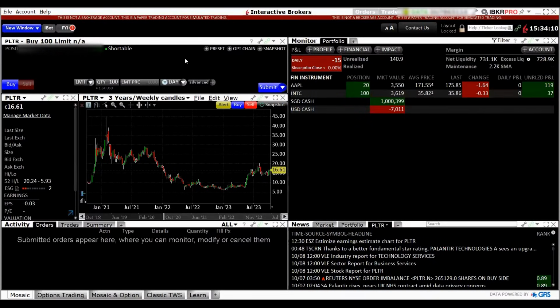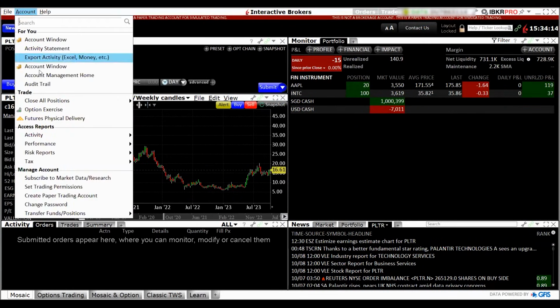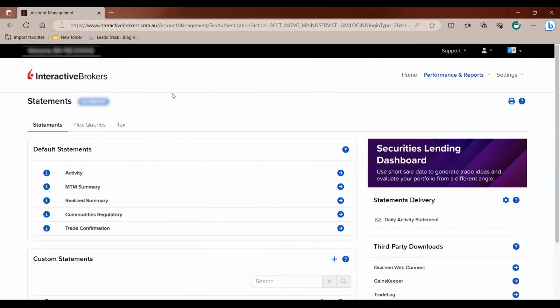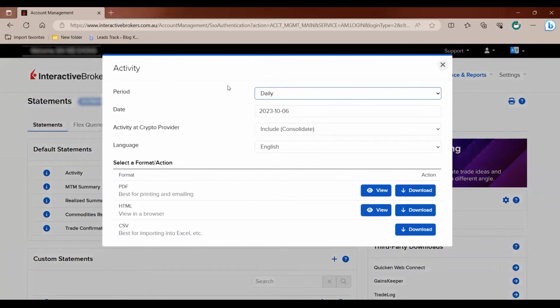So here is the mosaic layout. How you can access it is that you go to Account, go to Activity, and when you click on Activity Statement, it will lead you to the same site, which is here. Then you have to click here, Run, and they will ask you what is the period that you wanted to access.